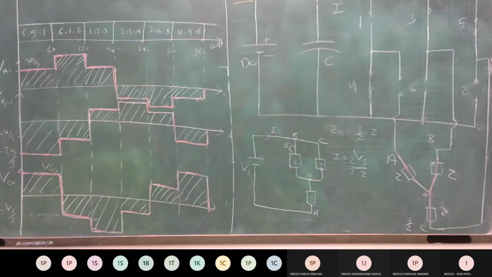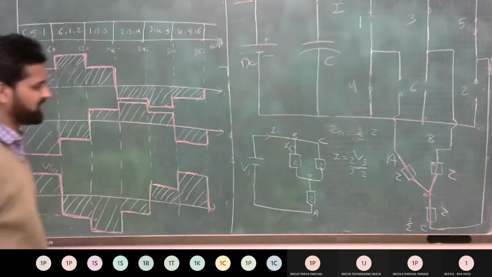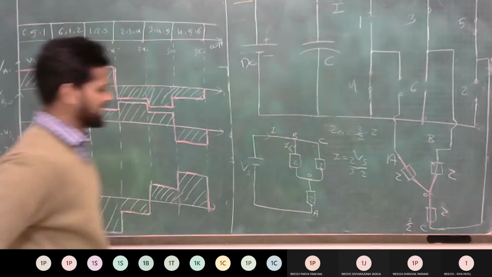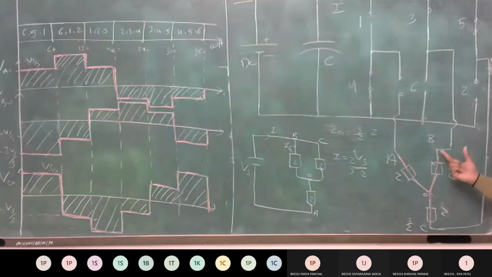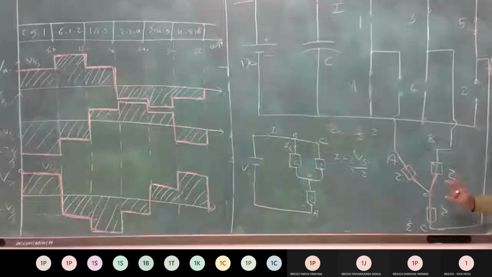Then after we see the FFT analysis of this output voltage. But before that, we first draw the line voltage. This is the phase voltage, VAO, VBO, and VCO, that is only the phase voltage. Then after we calculate the line voltage: voltage between A and B phase, between B and C phase, and between C and A phase.